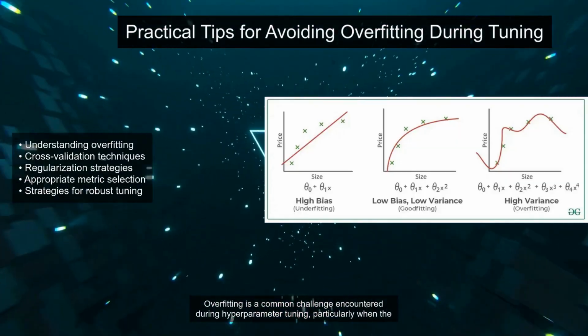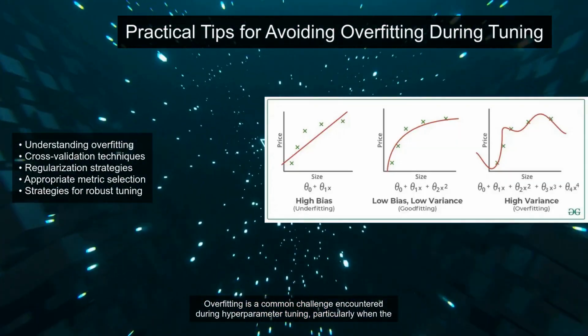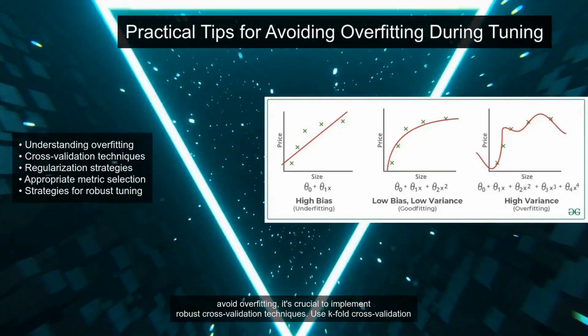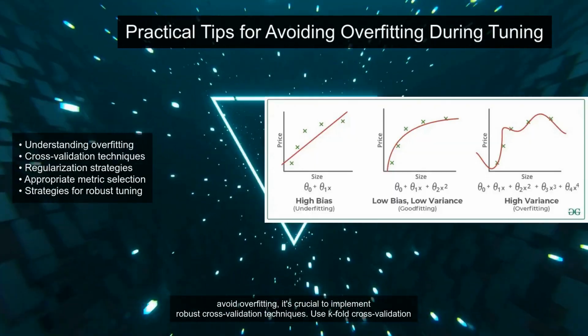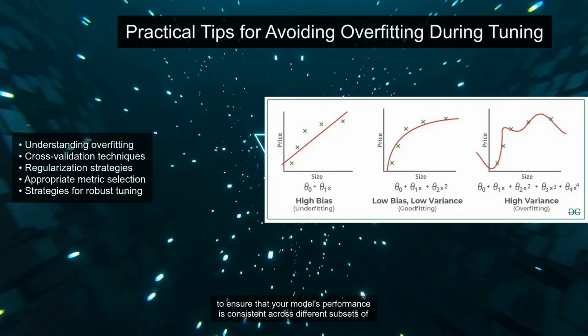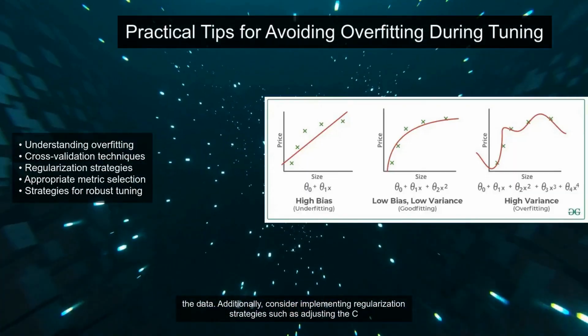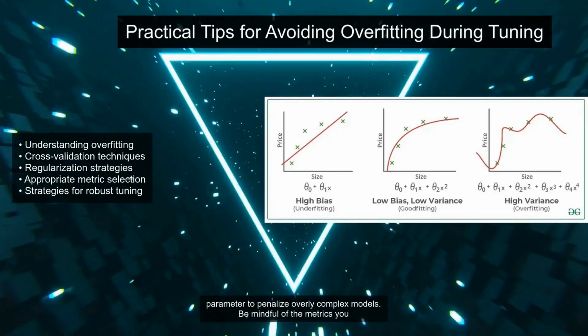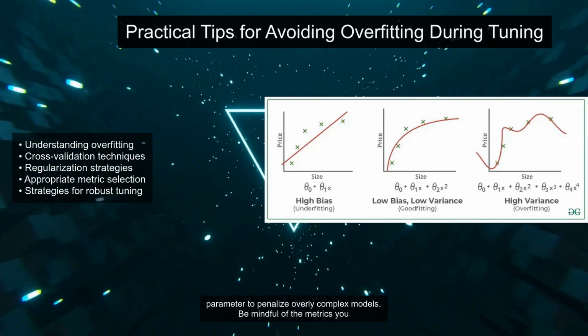Overfitting is a common challenge encountered during hyperparameter tuning, particularly when the model becomes too complex and captures noise from the training data. To avoid overfitting, it's crucial to implement robust cross-validation techniques. Use k-fold cross-validation to ensure that your model's performance is consistent across different subsets of the data. Additionally, consider implementing regularization strategies such as adjusting the C parameter to penalize overly complex models.